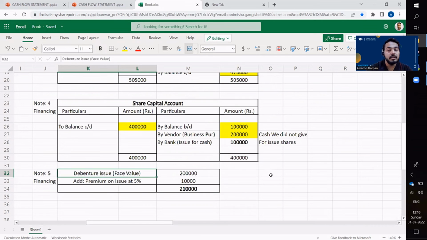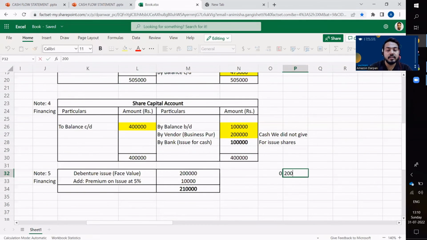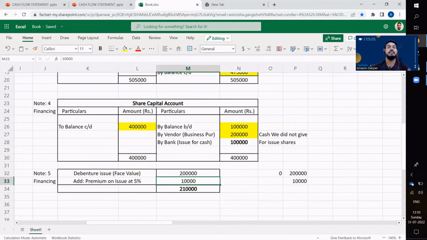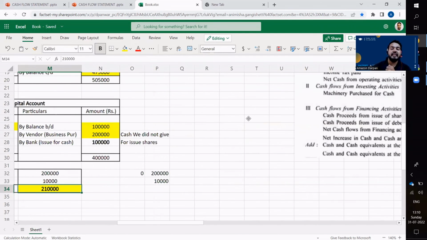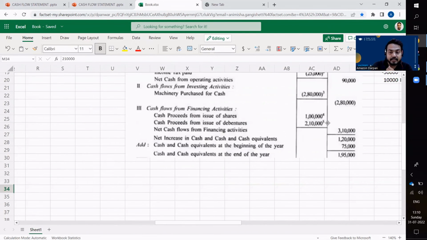Debentures issued: at the start of the year 0, and at the end of the year we have 2 lakh, which means there is a net increase of 2 lakh, and 2 lakh are the new debentures. 5% premium on issue of debentures, so we have to compute 2 lakh into 5%. That amount comes out as 10,000, which means we also received 10,000 rupees extra. 2 lakh was the debenture face value, we issued at a premium of 10,000, and we received an amount of 2 lakh 10,000. So this figure we have to write here, 2 lakh 10,000.